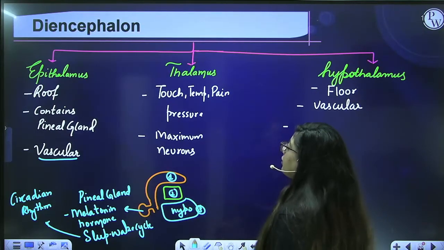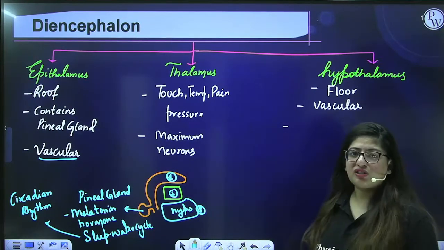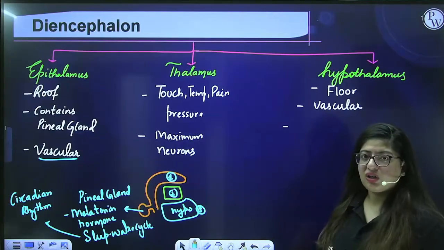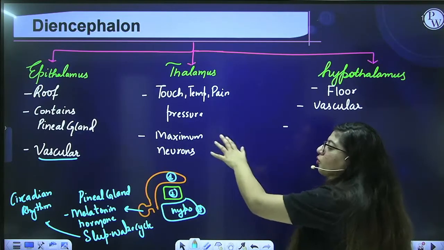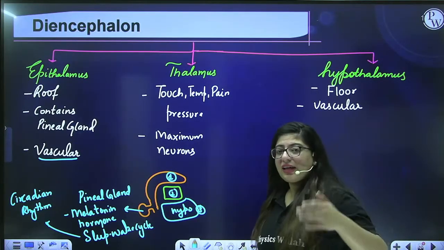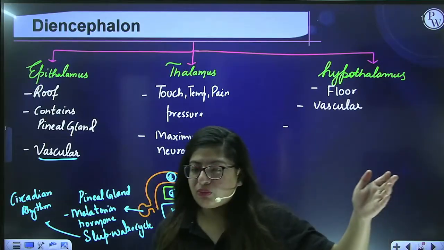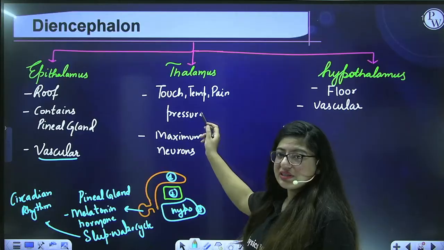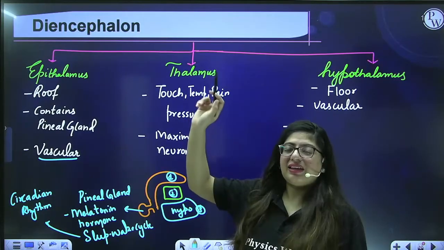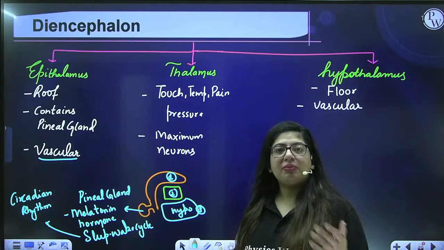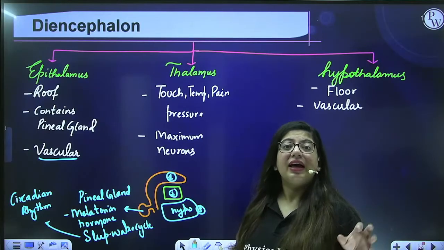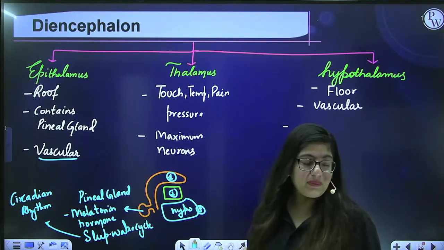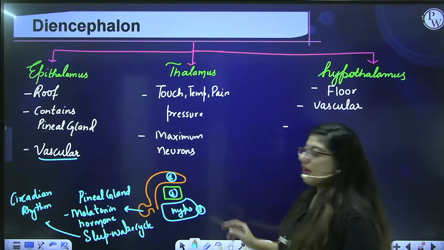Then we have the thalamus, which is responsible for touch, temperature, pain, and pressure. All these impulses will first go to the thalamus portion, then it will send them to the cerebrum for storage as memory. Like your hot sensation will first go to the thalamus, then to the cerebrum's parietal portion, and then it will be stored in the form of memory. Then it has the maximum number of neurons.